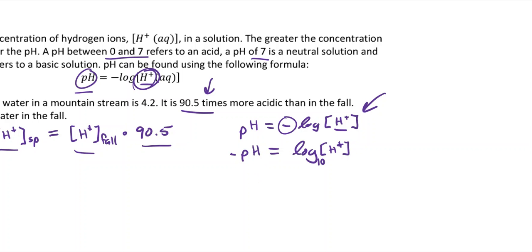Or you could do that same little trick we did last time. We could have just raised them both to the power of 10. So it'd be the same thing, but either way, in the end, we get 10 to the power of negative pH is equal to H plus.